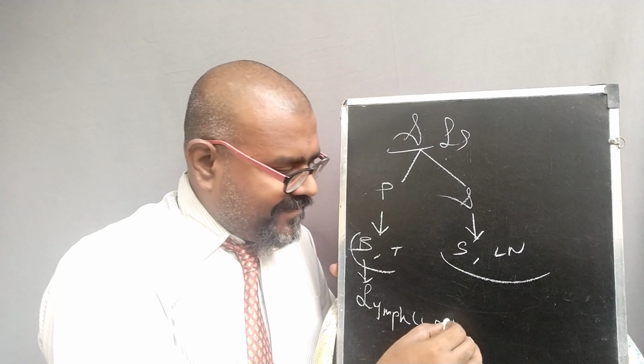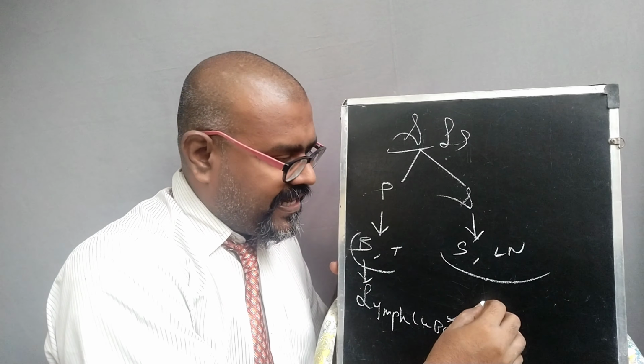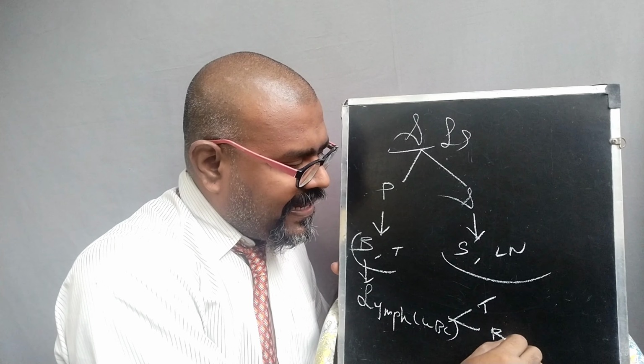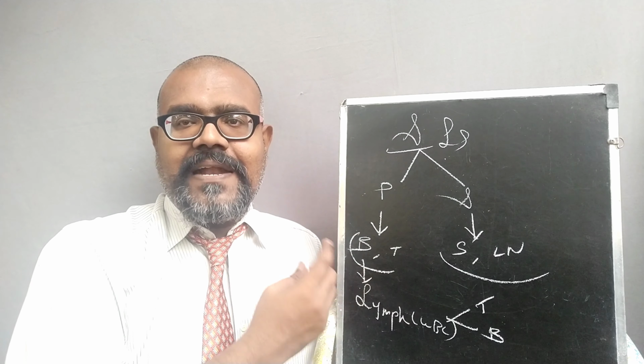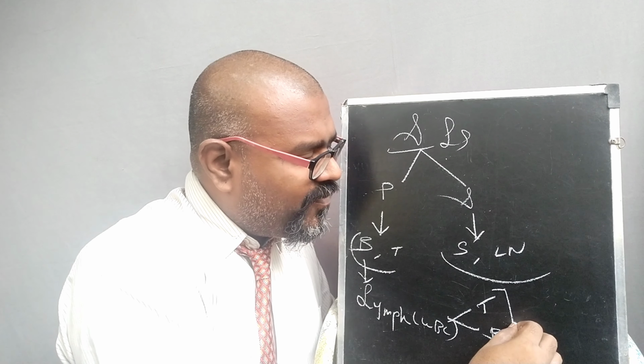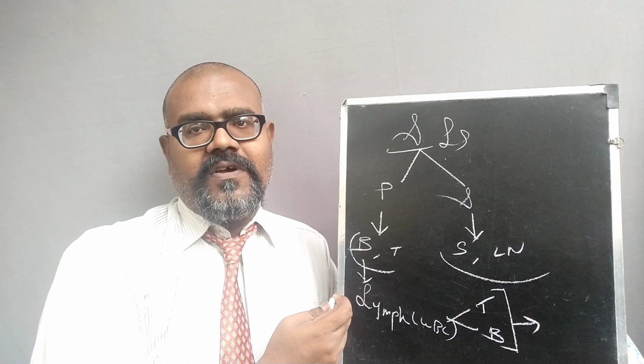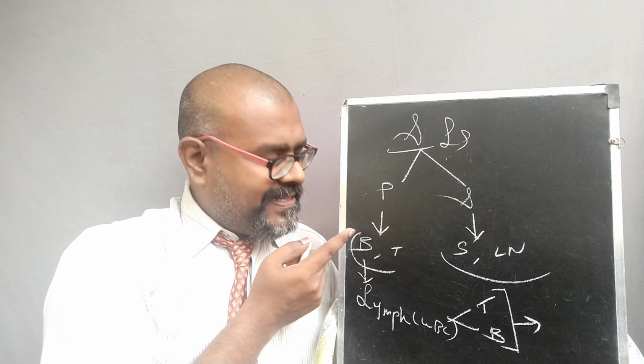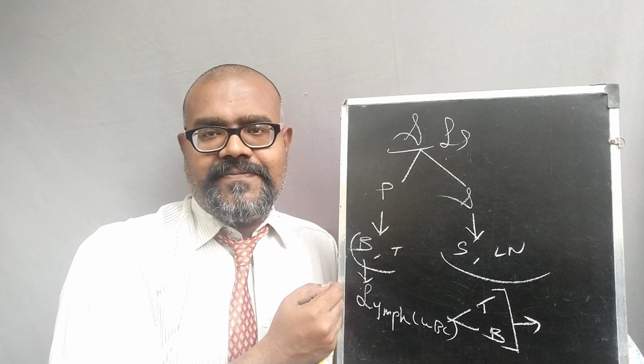In the WBC, there are two different types of cells: T cells and B cells. That is, especially for fighting against the pathogens. That is the job done by these lymphocytes.